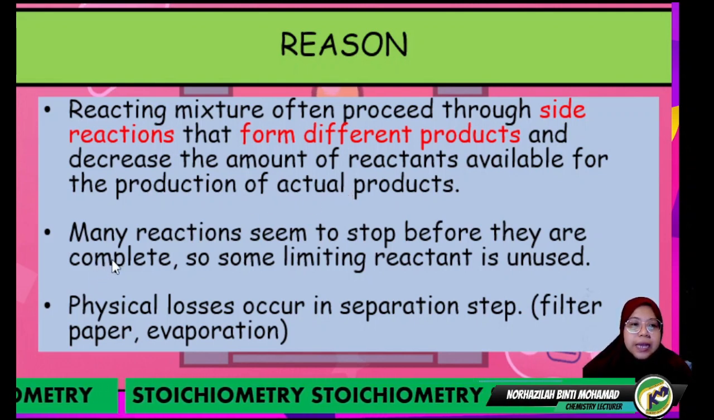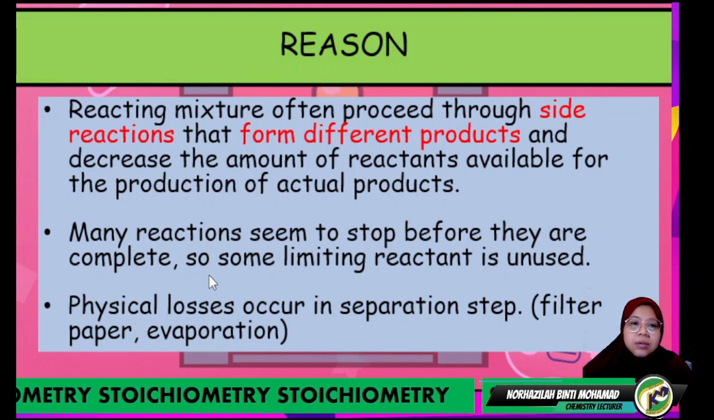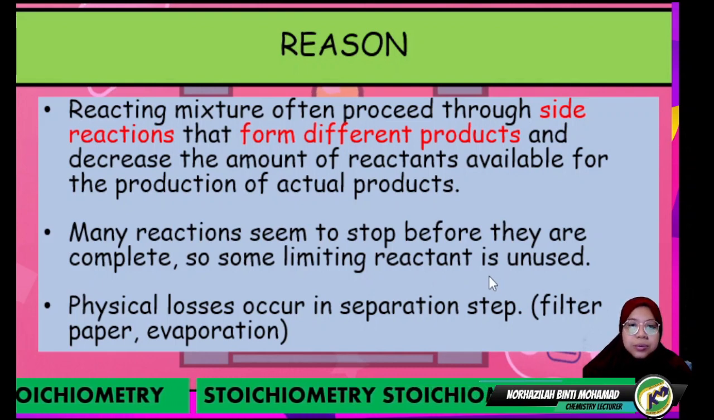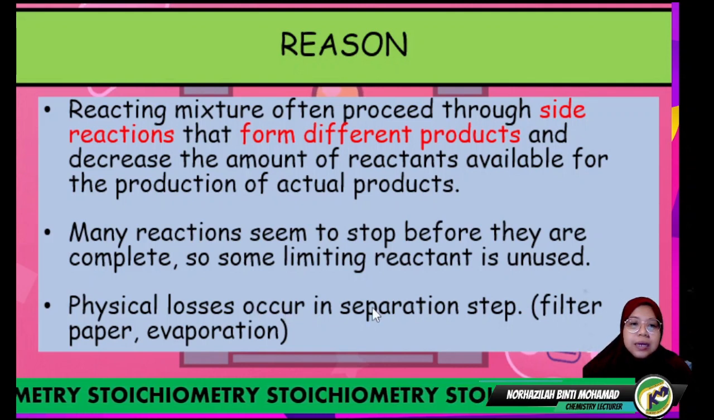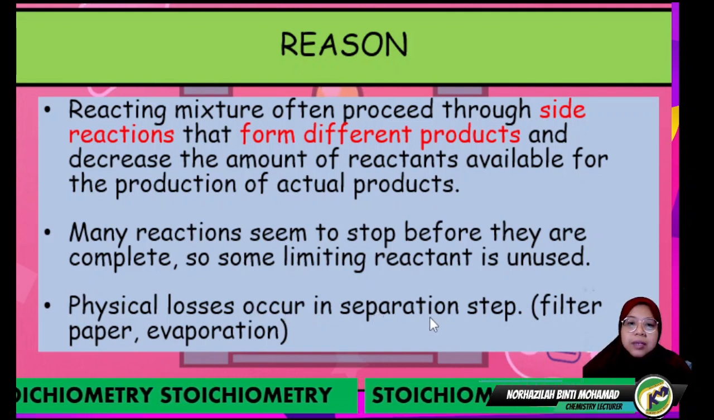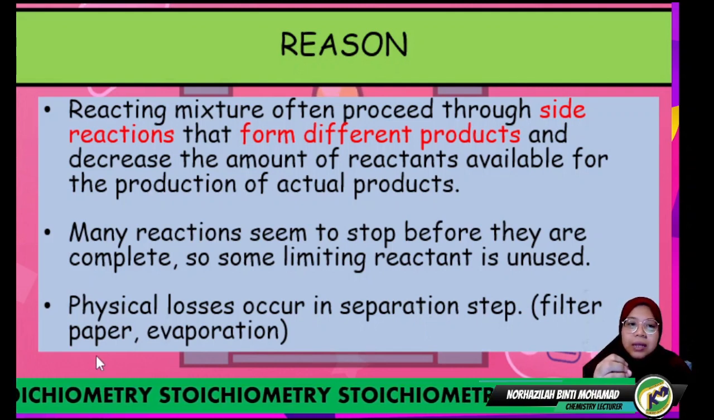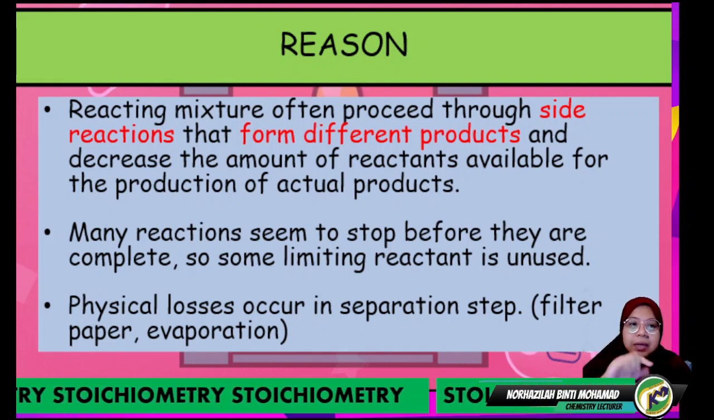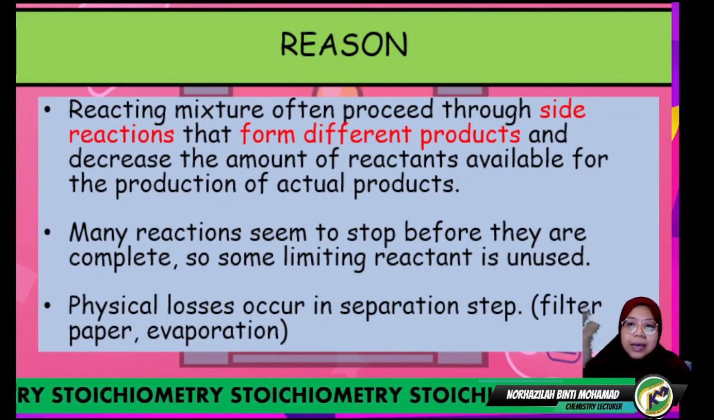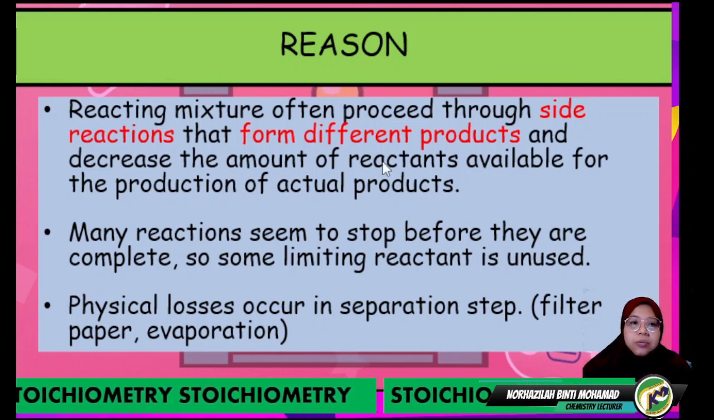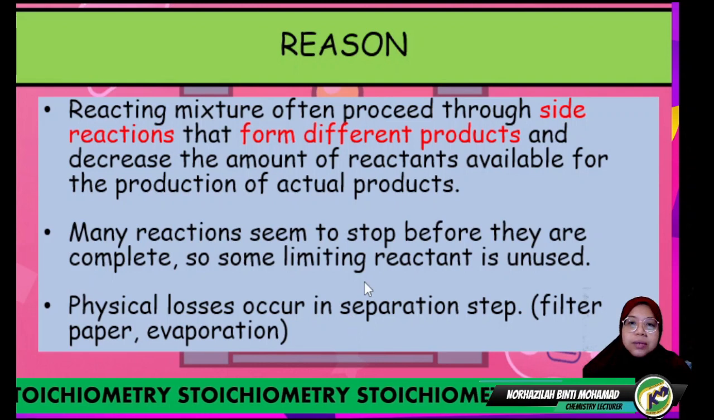And then the second reason is many reactions seem to stop before they are complete, so some limiting reactant is unused. And then the third reason is physical loss occurs in the separation steps. Especially when using filter paper, the product will stick on the filter paper, and during the evaporation process, some of the product will escape as a vapor. So these are the three reasons why the actual yield is less than theoretical yield.